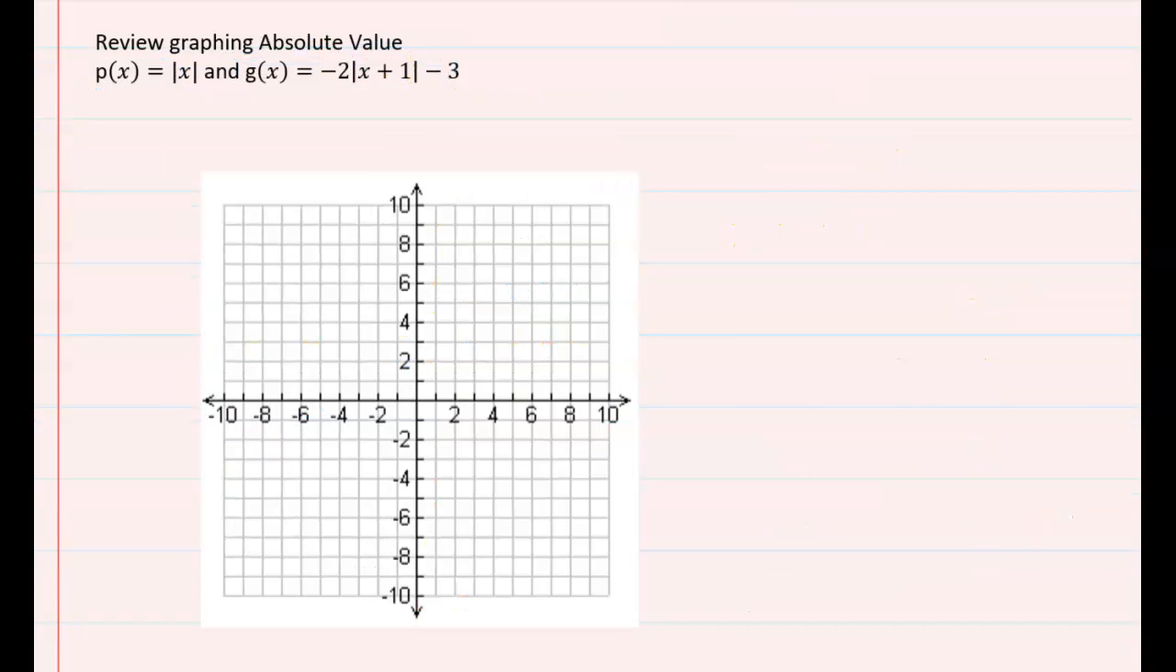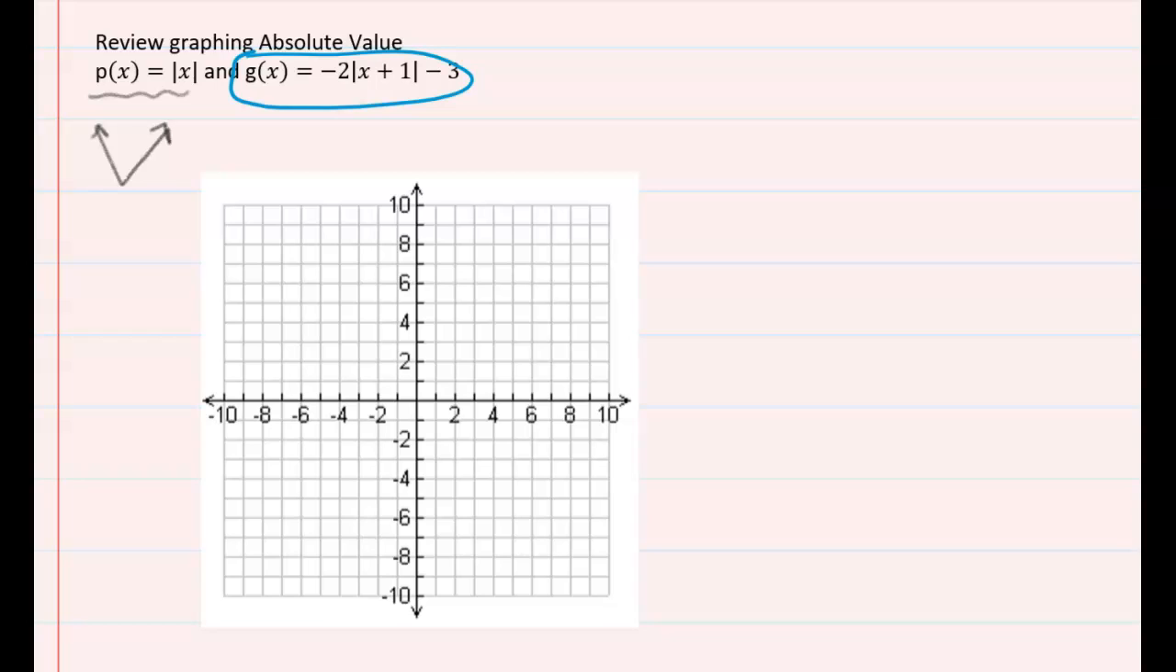Now let's turn our attention to graphing the absolute value. We're going to do both the parent function as well as our transformed function. So the first thing we need to do is jot down some things about what we know about our parent function. It's absolute value, so normally it goes like this, a V shape going upward.